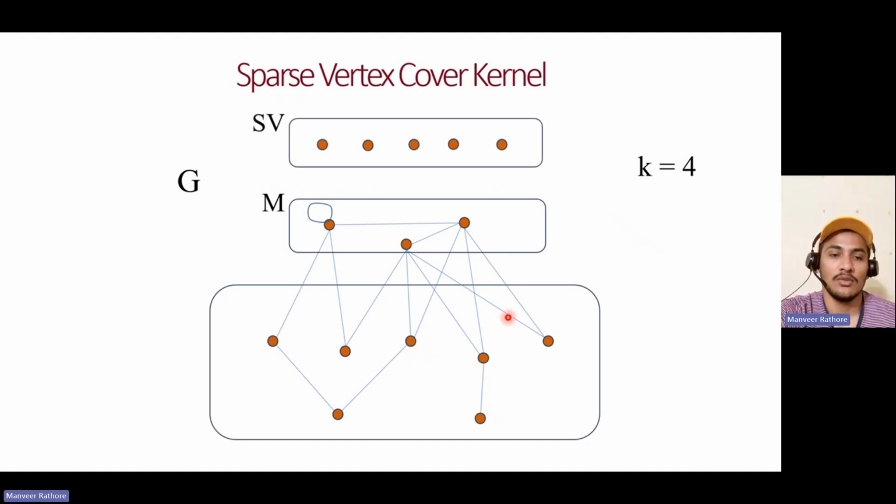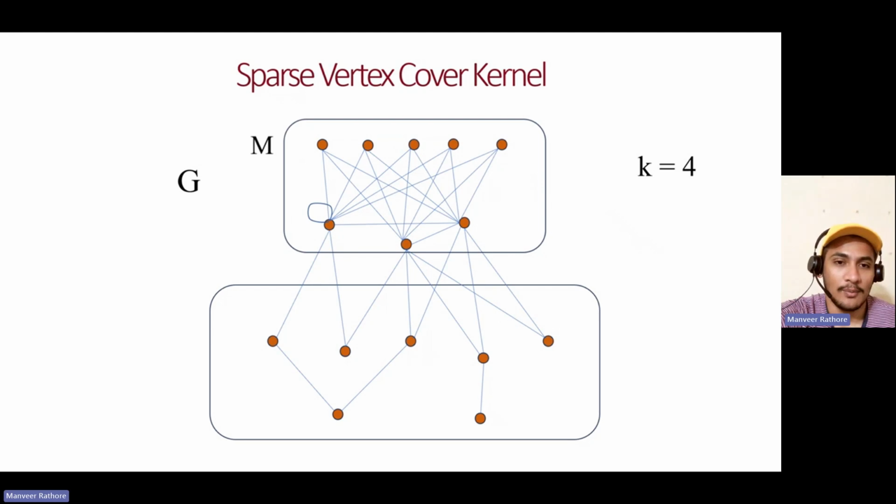So now our graph G looks something like this. And after that, we will add an edge between each vertex of M and each vertex of SV. So after adding the edges, our graph looks something like this. And now we'll mark SV also as M.